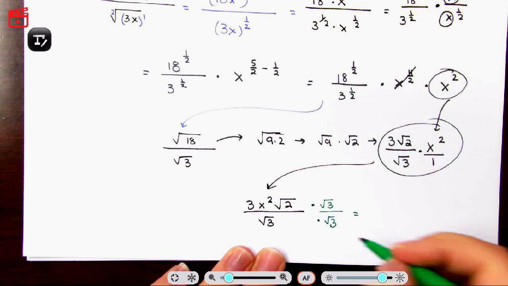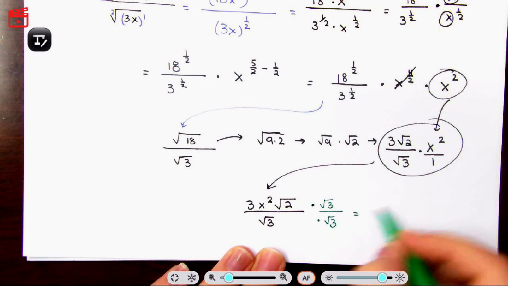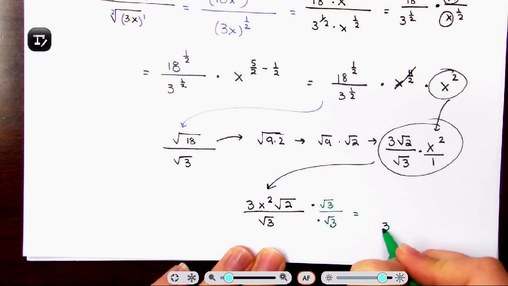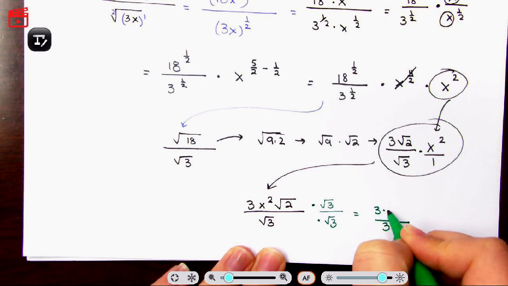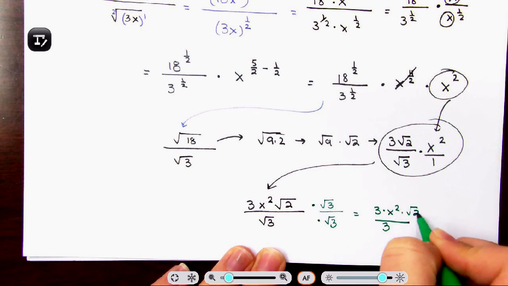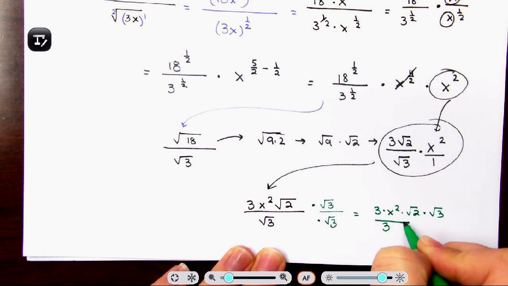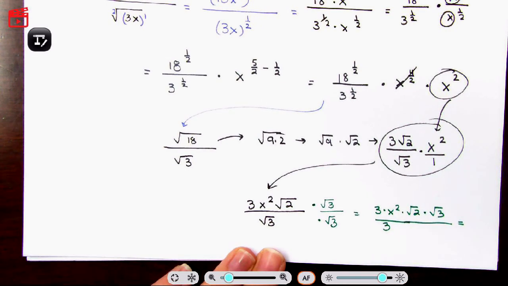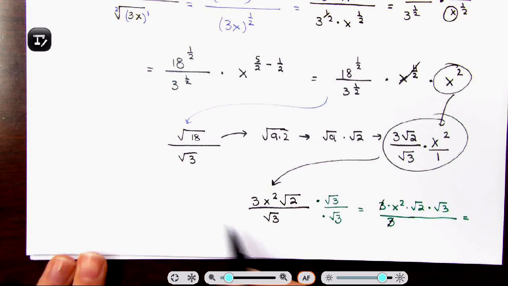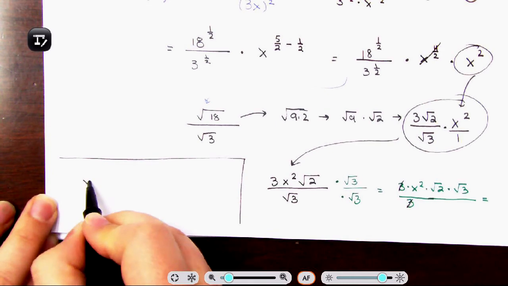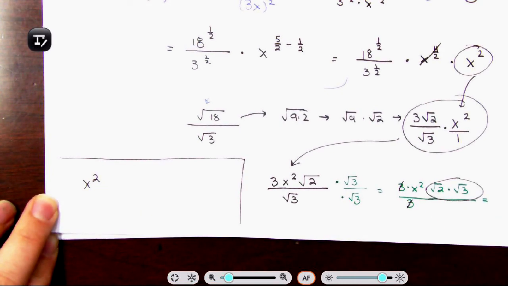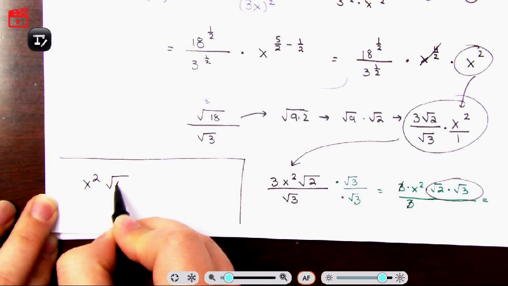And again, the reason I'm doing this is because root 3 times root 3, that's simply 3. And here we have 3 times x squared times root 2 times root 3. And that can actually simplify further because I have my 3 top and bottom. So what is my final answer? I'm going to write it here. Final answer is x squared, using the product property here, times root 6.